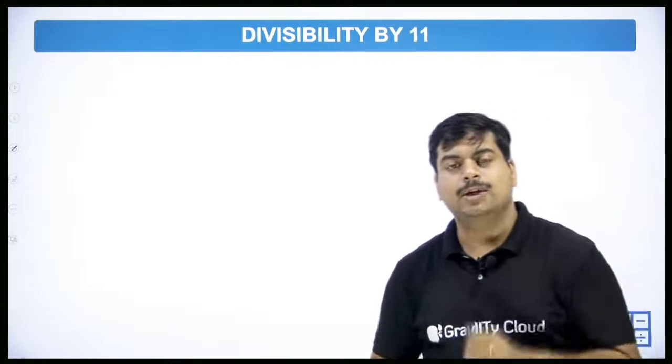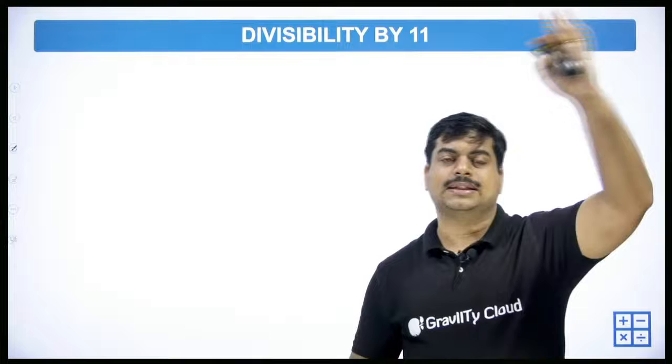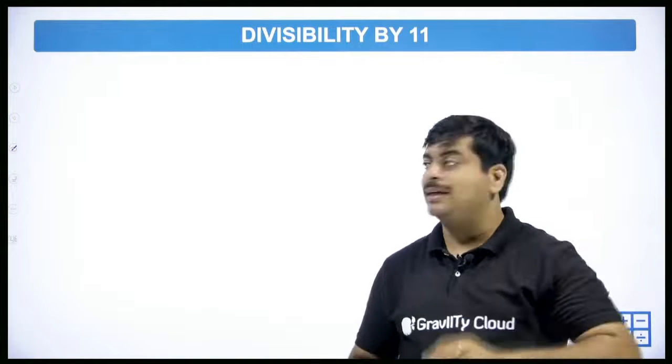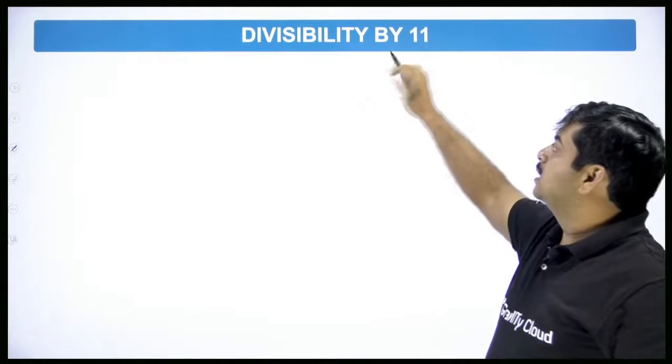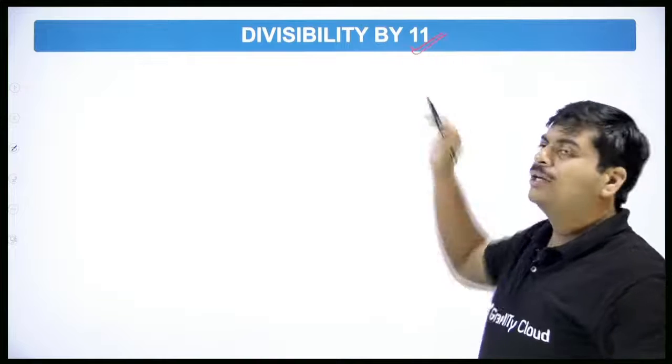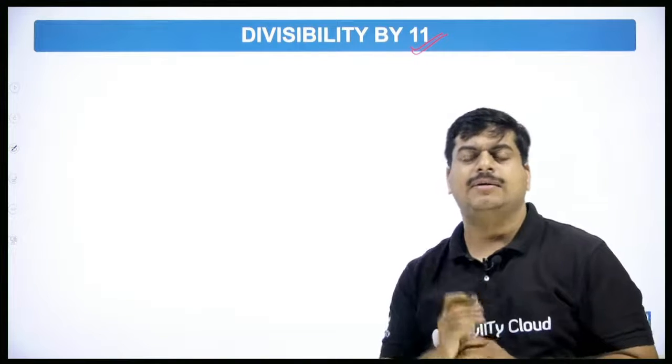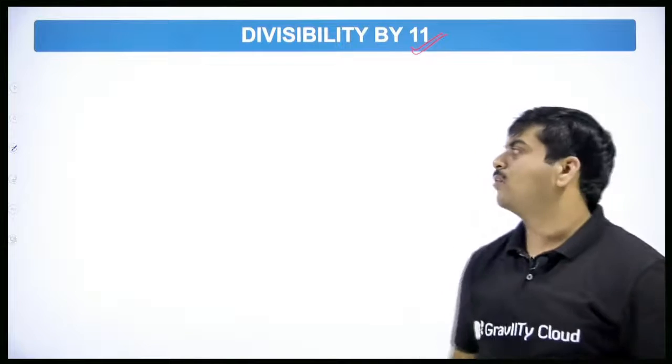If a number is divisible by 2 and 3, it is divisible by 6. In that way, we have discussed a lot of things. But here, divisibility by 11 is a completely unique method. It's completely different logic. Let's try to understand what that is.